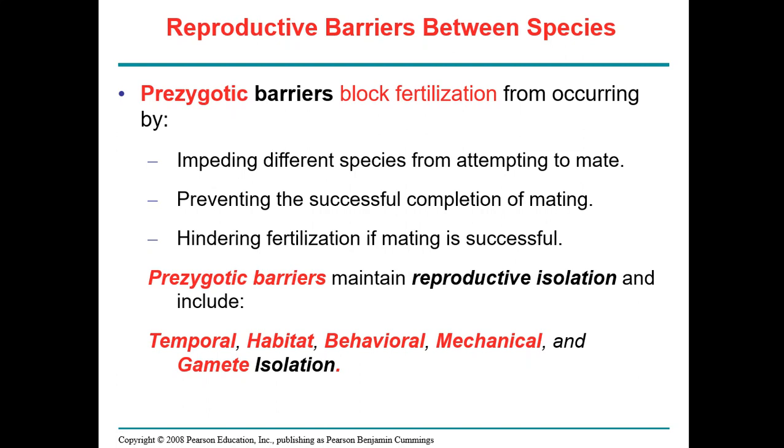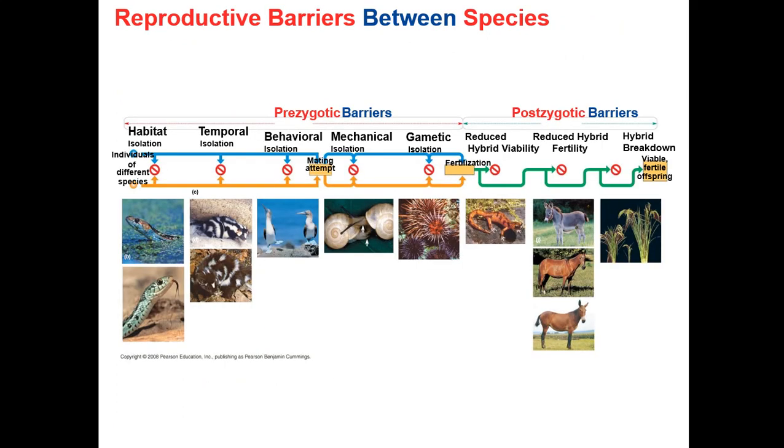So pre-zygotic barriers maintain reproductive isolation and include, what are these? So temporal, okay, habitat, behavioral, mechanical, gametic isolation. We have 5 under pre-zygotic. So let's talk about that one by one. Okay po? So let's talk first about pre-zygotic, which is habitat.